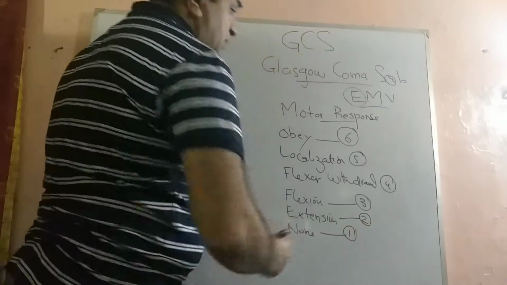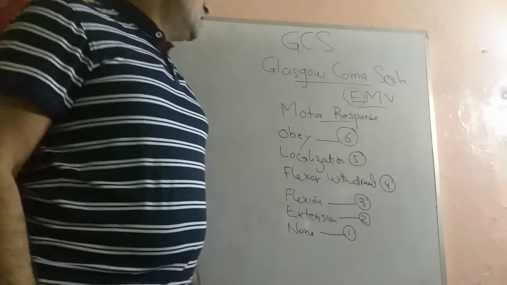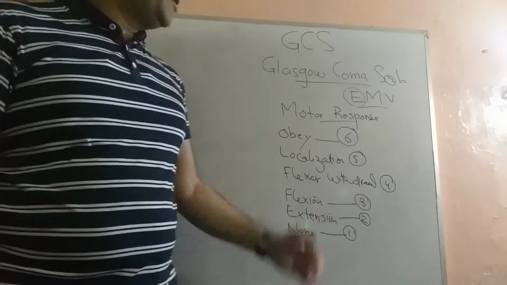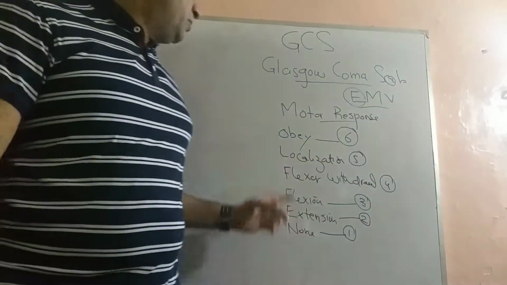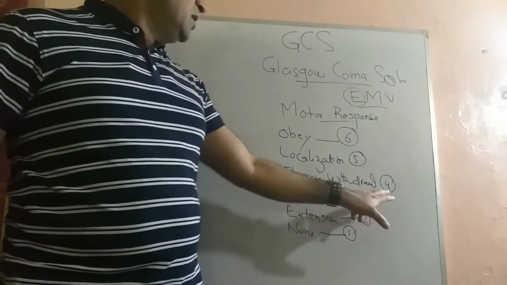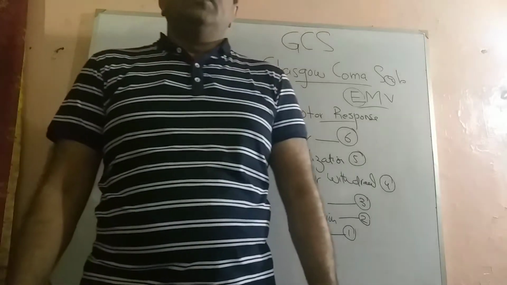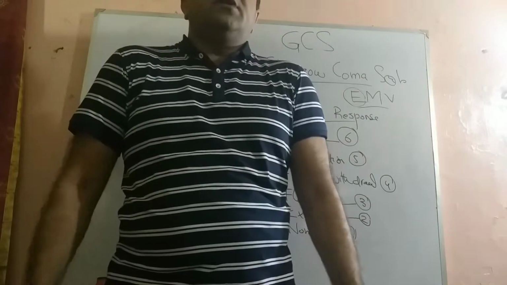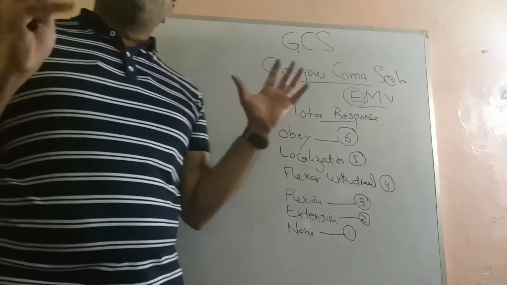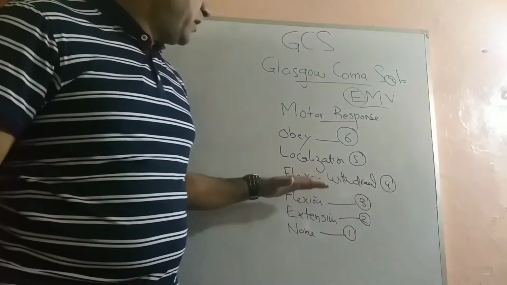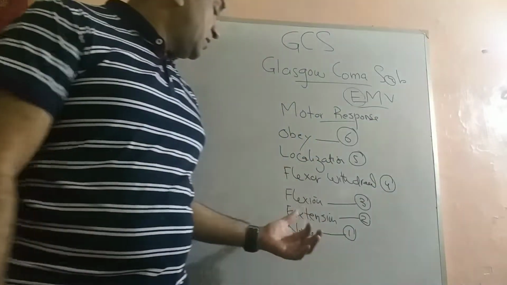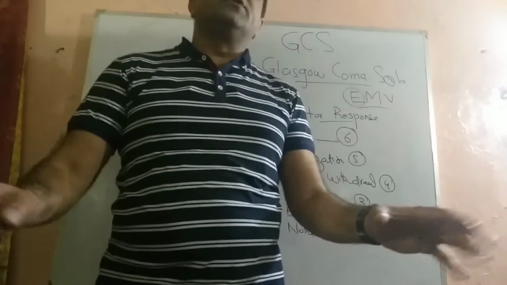None means 1. So let's recap the motor response. When the patient is obeying your commands, you give 6 marks. When the patient localizes the painful stimulus, you give 5 marks. When the patient does the flexor withdrawal, the patient is given 4 marks. When simply the patient is flexing the limbs, the patient is given 3 marks. When there is extension, which is a bad sign, up till flexion things can go back. So extension is given 2 marks, and when there is no response, it's 1.